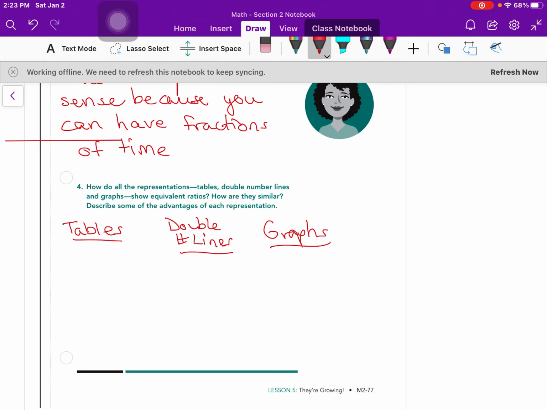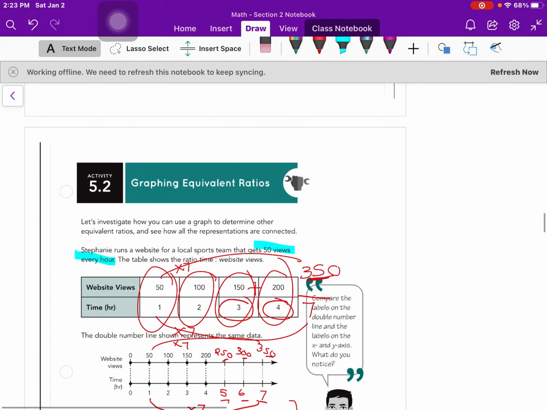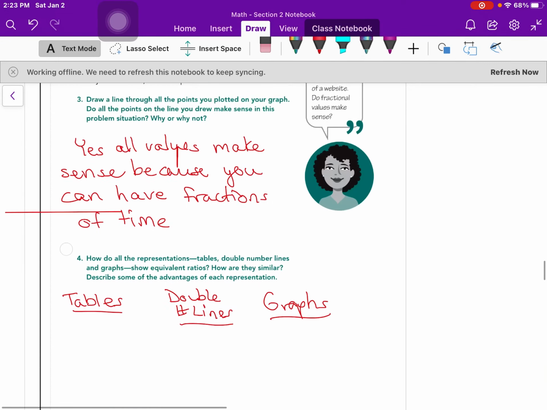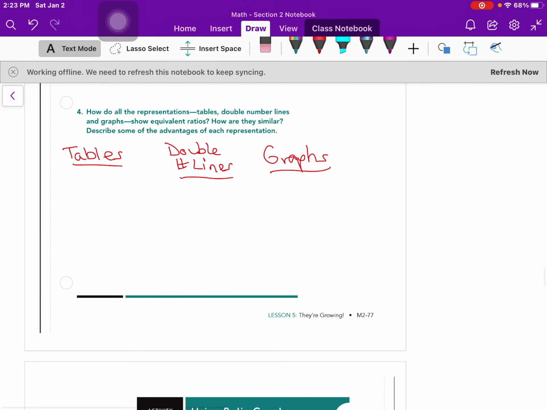Okay, hopefully you had a time to reflect just a little bit. Let's see. When I look at a table, how do I know if I have equivalent ratios? Well, all I have to know is that columns represent equivalent ratio. When I'm looking at a column, I'm looking up and down. So the top number is a ratio with the bottom number. And if that stays consistent, those are my equivalent ratios.